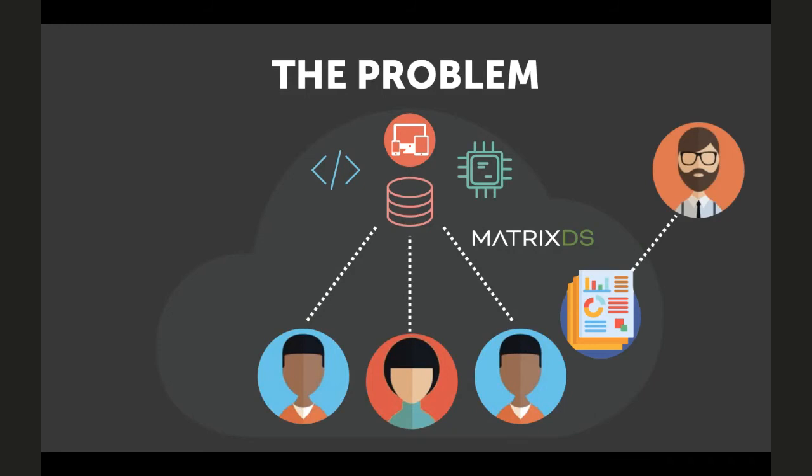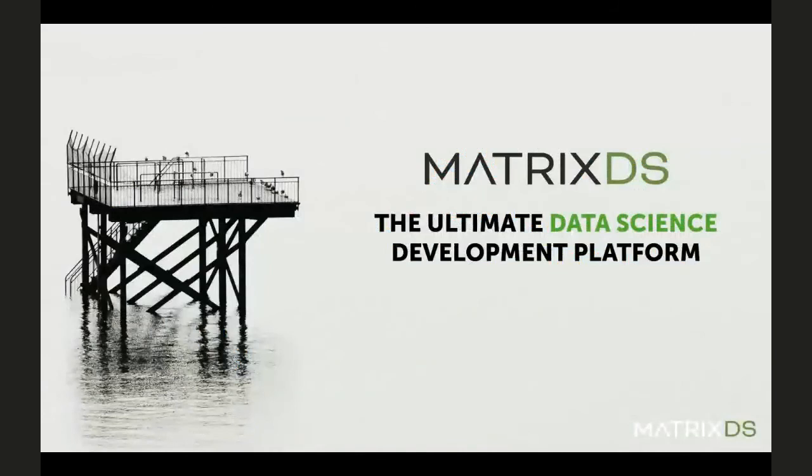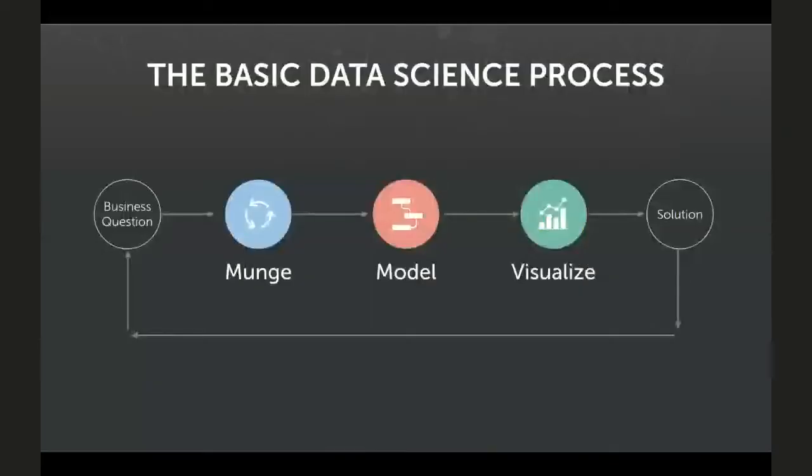And so that's the product in a nutshell. That's what we've tried to build. This is the problem we were trying to solve. And so we call it the ultimate data science development platform. And the reason we're different to many other people making claims like this is if you think about the basic data science process, which is something pretty much no one can agree on, but this is our version of it. To us, it always starts with a business question and it always ends with a deployed solution, whatever that solution is, API, dashboard, model. And in the process, you munge, model, and visualize till you create something.